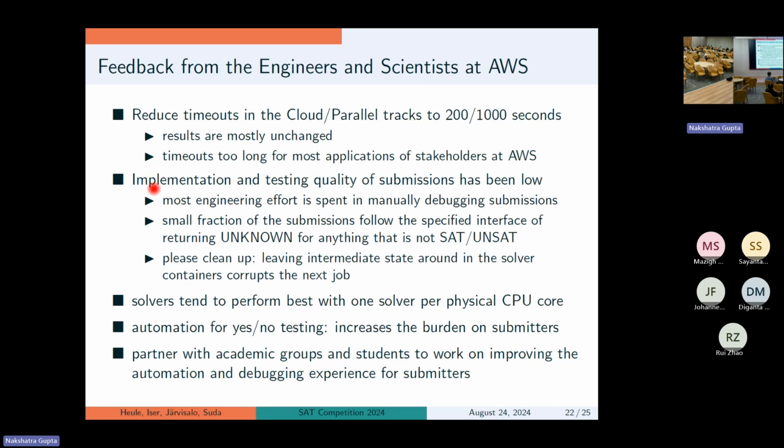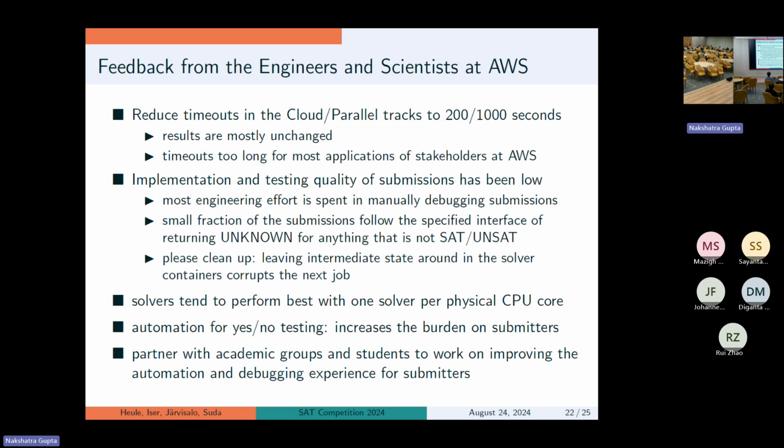Yeah, so then there was one complaint also, that the implementation and testing quality of the submissions apparently has been very low. So they spent a lot of engineering effort in manually debugging the submissions and communicating with the authors. Also, only a small fraction of the submissions follows the specified interface of returning unknown if the solver is not able to find sat or unsat. And so the wish is, please clean up after you end your solver and don't leave any intermediate state around in the container, because it corrupts the next job, and then the engineers would have to manually clean up or restart containers, which was a great burden in that competition.